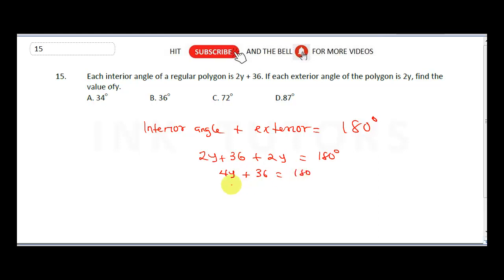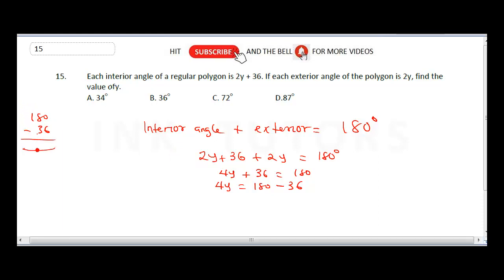So 2y plus 2y is 4y, plus 36 is equal to 180. We collect our like terms. 4y will be 180 minus 36. Now let's do our 180 minus 36. Carry 1 here, here remains 7. 10 minus 6 is 4. 7 minus 3 will be 4. We now have 1. So we have our 4y will be 144. Our y will be 144 divided by 4.